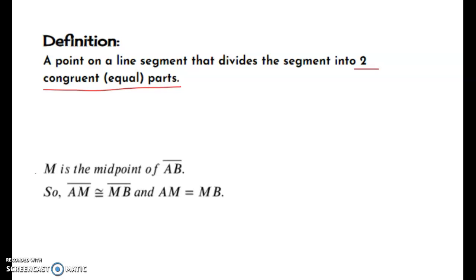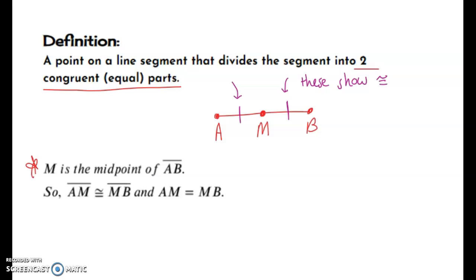So let's draw a picture that goes with this right here. It says M is the midpoint of segment AB. So go ahead and just draw segment AB. Doesn't matter how long, just call it AB. Now M is the midpoint. That means it is in the middle. So try to estimate the best you can and put it in the middle. And then how we show that it is cutting it into two equal parts, you show that AM is congruent to MB by putting these little hash marks right here. So since they each have one, these show that the two segments are congruent.